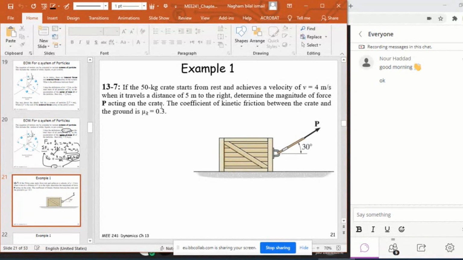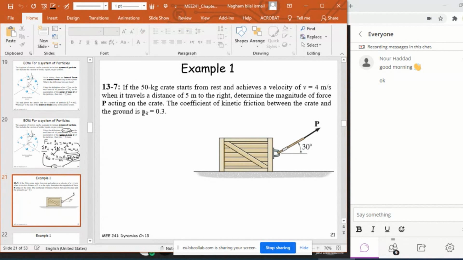I have the coefficient of kinetic friction between the crate and the ground equal to 0.3. Whenever they give me, guys, the coefficient, this means that there is a friction force. If they didn't give me any coefficient or any data about the kinetic friction, then this means that there is no friction or the friction is neglected.